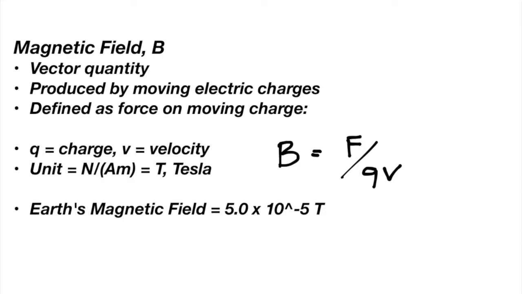One magnetic field that you may encounter in a few problems is the magnetic field of the Earth, which has a value of 5 times 10 to the negative 5 T, for Tesla, which is the unit for magnetic field. Earth produces its own magnetic field that is used for navigation and also shields us from solar wind, which is the stream of charged particles released from the upper atmosphere of the sun.